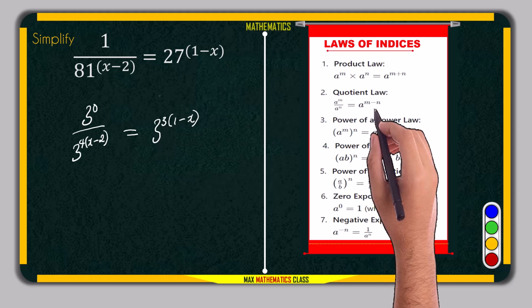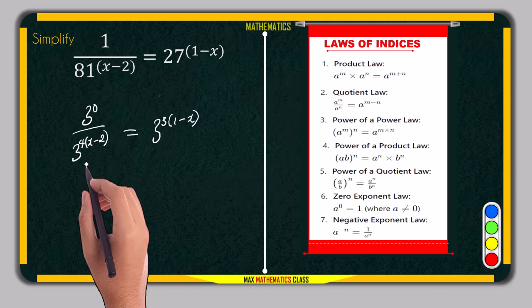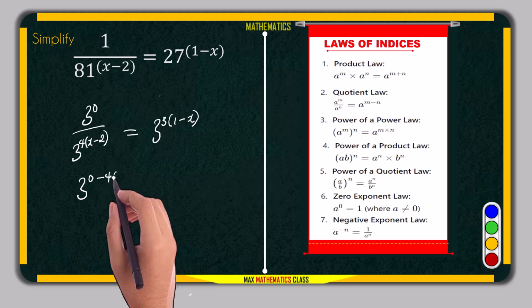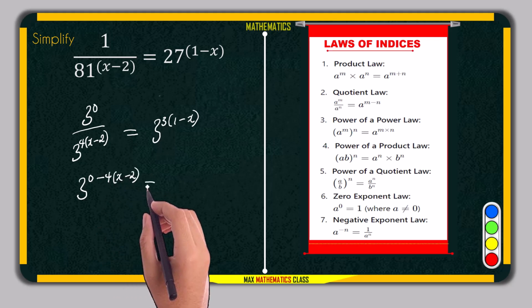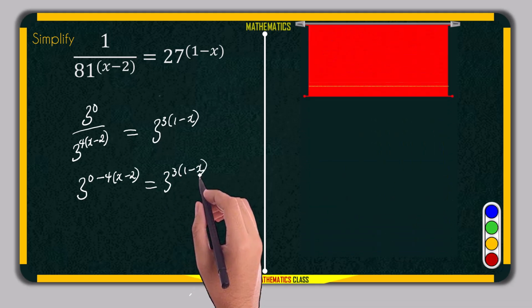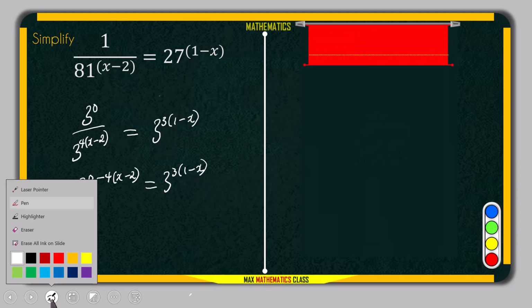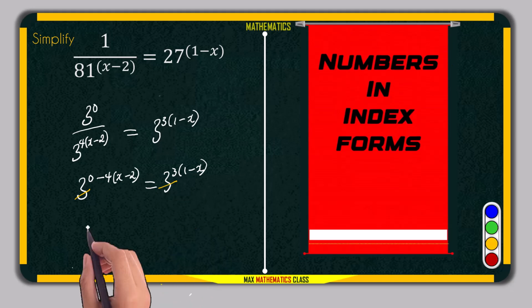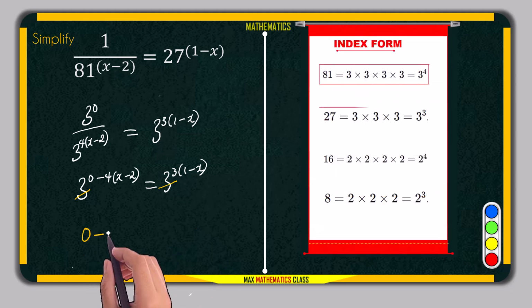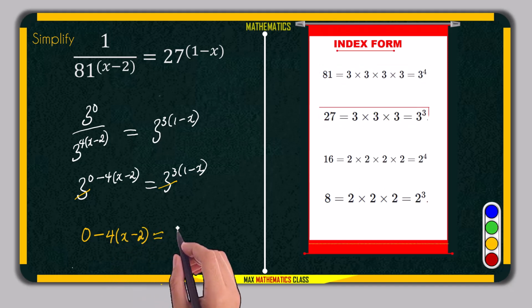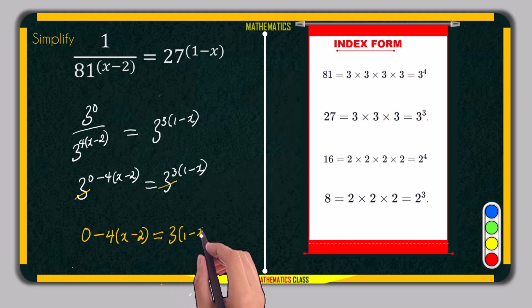We are going to apply this law now to the left-hand side of this equation, so that we now have 3 raised to the power of 0 minus 4 times x minus 2, and it is equal to 3 raised to the power of 3 times 1 minus x. Now, we do this so that we can clear the base, so that this cancels out this. We now have 0 minus 4 times x minus 2 in brackets, and it is equal to 3 times 1 minus x in brackets. So we are going to remove the bracket.